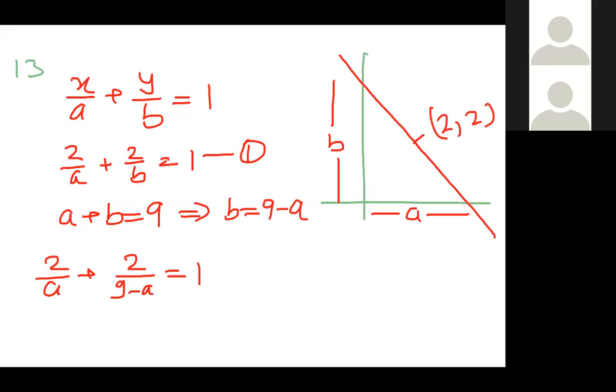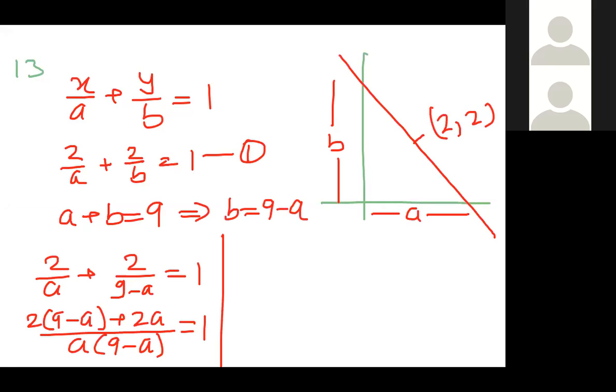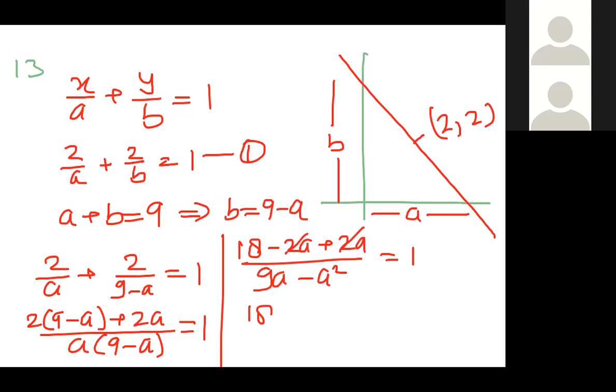Now I could take the LCM over here. So A times (9 minus A): 2 times (9 minus A) plus 2 times A equals 1. 18 minus 2A plus 2A upon 9A minus A square equals 1. With cross multiply, what we'll be getting, 18 equals 9A minus A square. Taking everything on one side, A square minus 9A plus 18 equals 0.